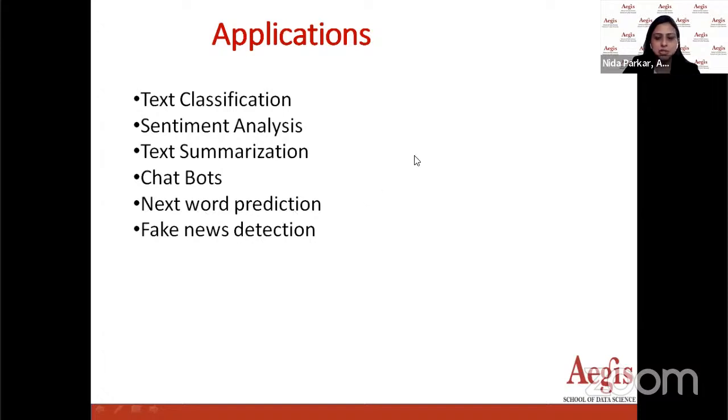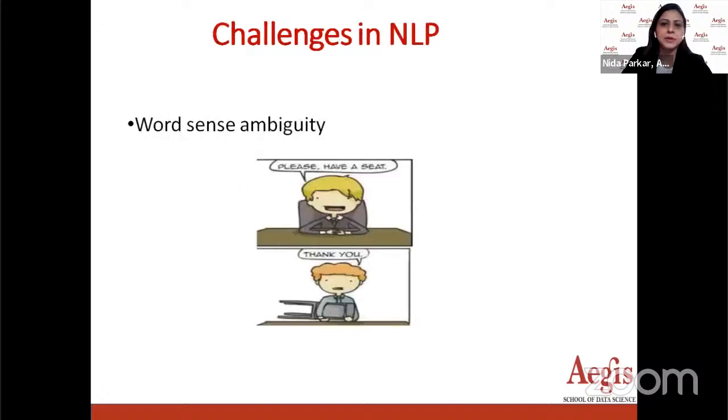Another application of natural language processing is fake news detection. Based on the content of the news, you can analyze it using natural language processing, and you can classify whether it is fake or actual news. So these are a few of the applications of natural language processing. Some of them we do use in our day-to-day life. Some of them we are aware of, and some of the applications we are not aware of. So let's proceed further.